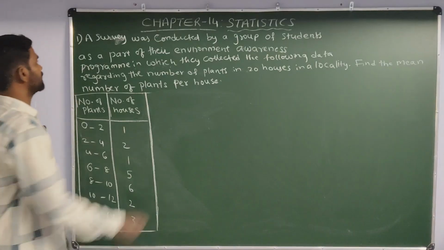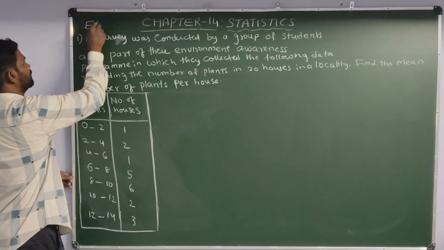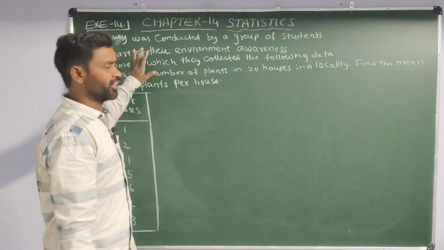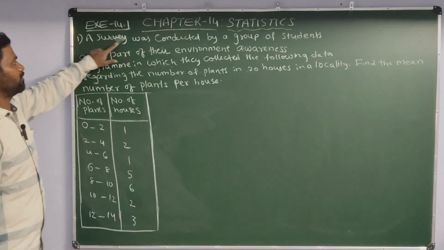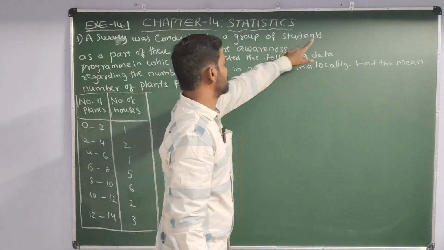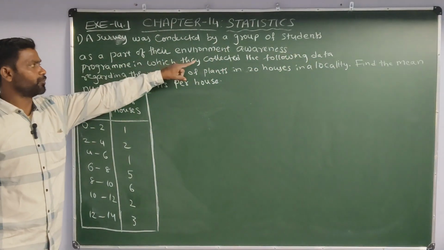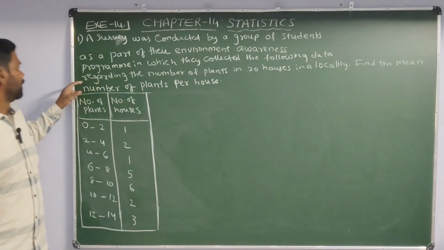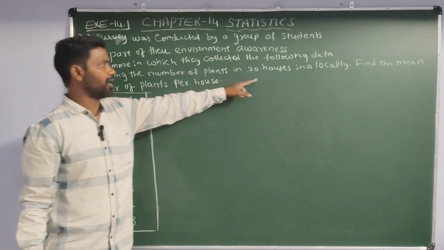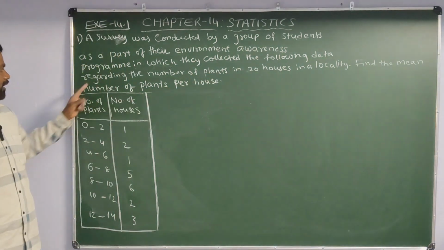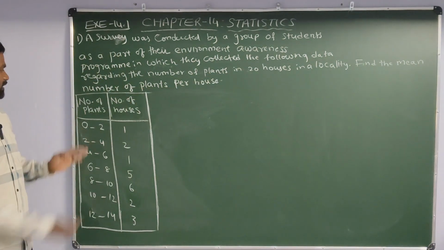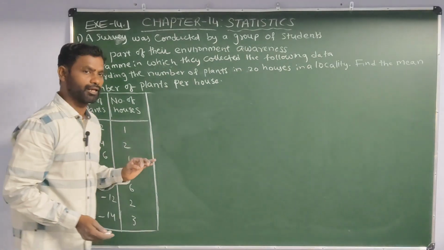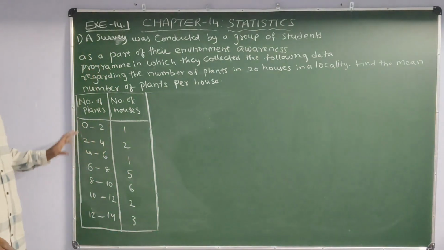Okay. Exercise 14.1. First question. A survey was conducted by a group of students as a part of their environment awareness program, in which they collected the following data regarding the number of plants in 20 houses in a locality. Find the mean number of plants per house. So this is the data. We call this table a frequency distribution table.